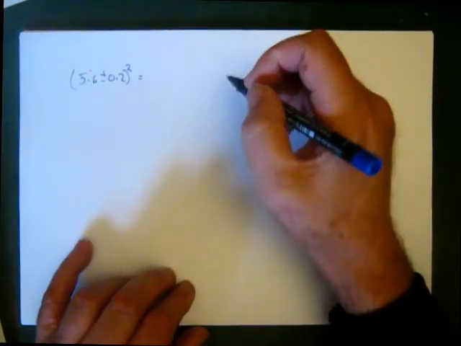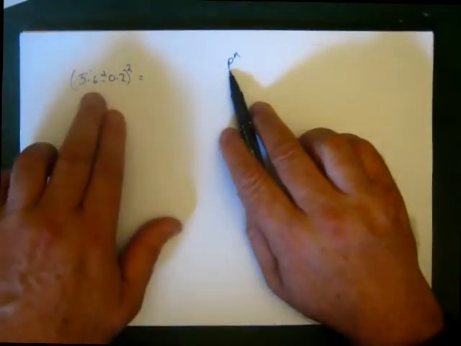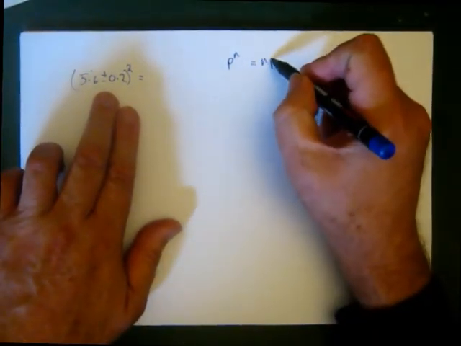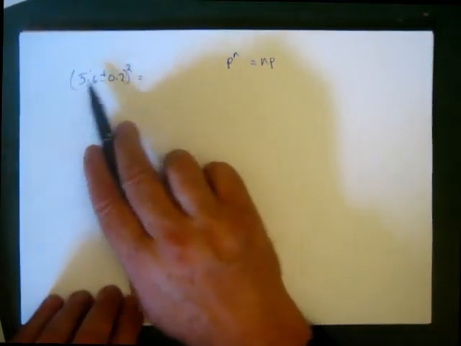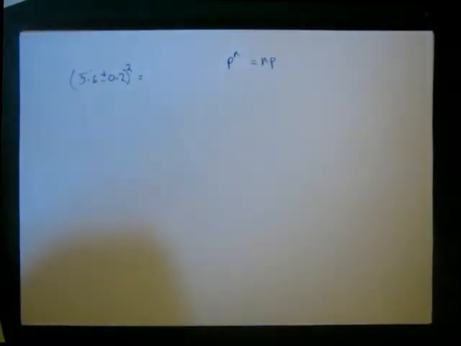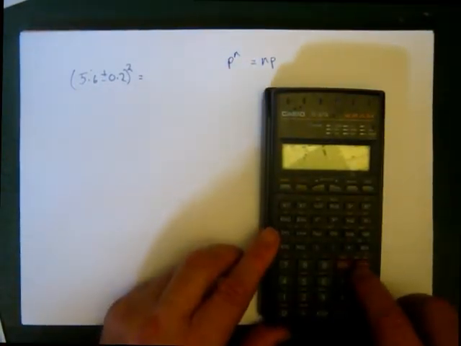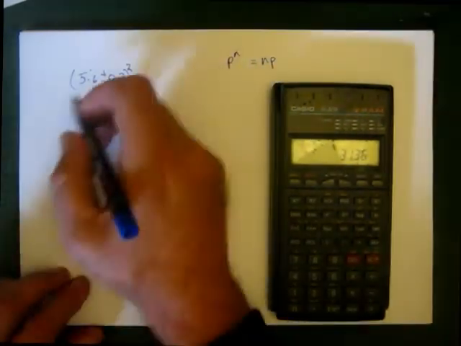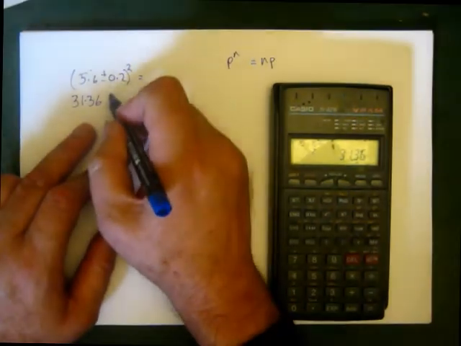So what we do with this case then, the percentage of p to the n is going to equal, we just multiply the percentage by the power. So let's work this out. In a case like this, we've got 5.6 squared, so let's work out what 5.6 squared is. 5.6 squared equals 31.36 plus or minus, and this is the thing.